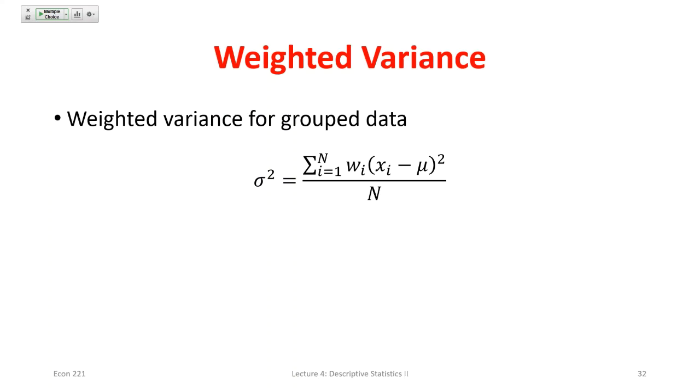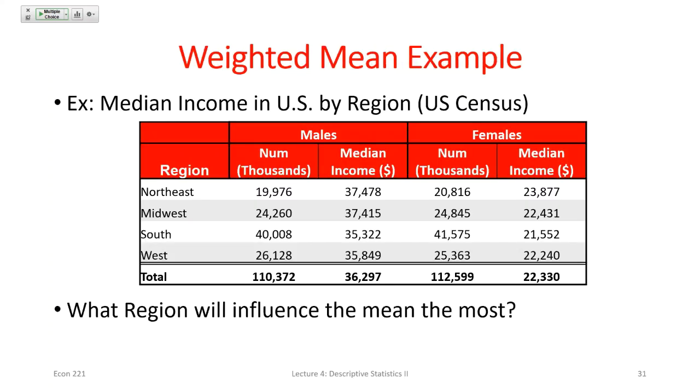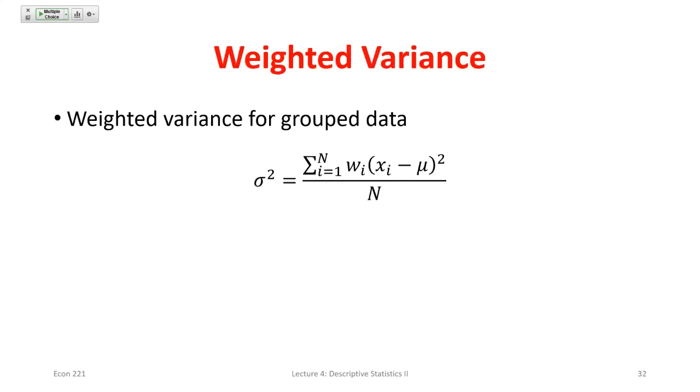It's like if I could observe the original data where I had every individual's income, then yes, I'd be dividing by the total number of observations in that data set. The problem is if I'm doing a weighted mean or a weighted variance, it's probably because I can't see the original data, right? So instead of having n, I'm probably going to have to figure out what that is by adding up my weights. Questions on this?